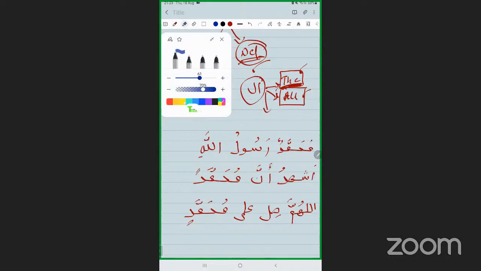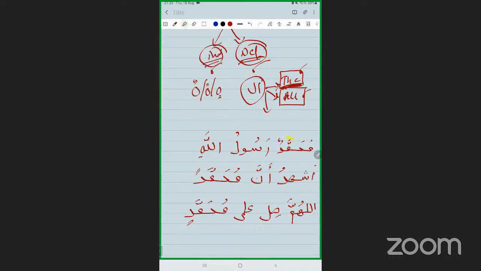See, sometimes we read Muhammadun Rasulullah. Sometimes we read Ashhadu Anna Muhammadan Abduhu wa Rasuluhu. Sometimes we read Allahumma Salli ala Muhammadin. What is the mystery? Why the name? The name remains the same. Of course, we are referring to Prophet Muhammad Sallallahu Alaihi Wasallam. But tanweens are changing. What is the reason?